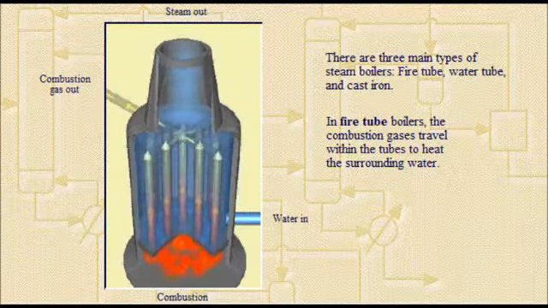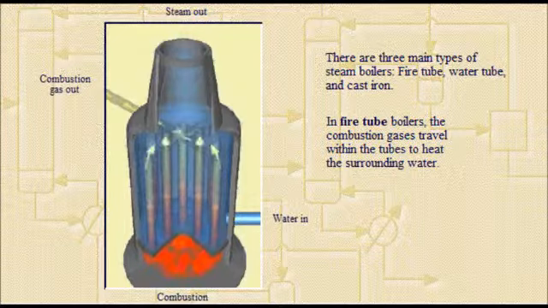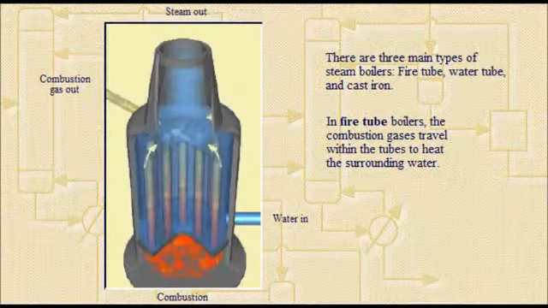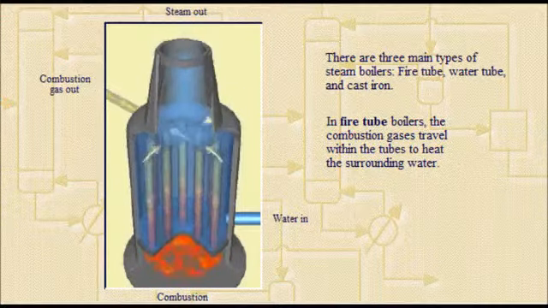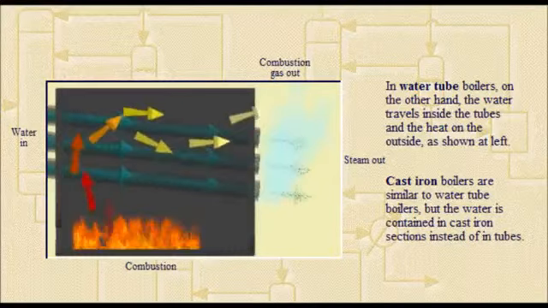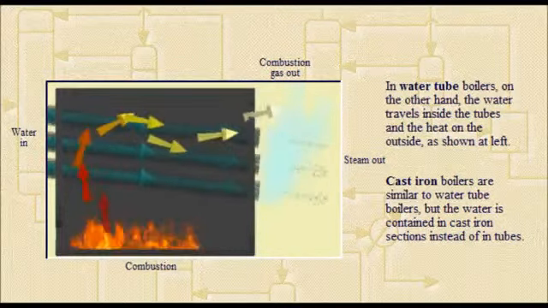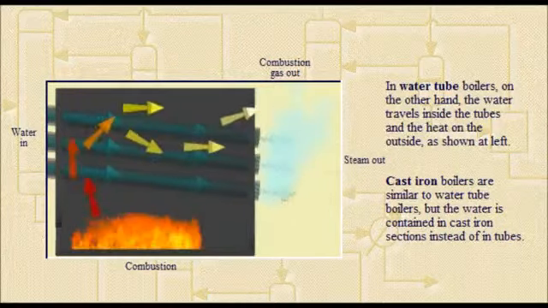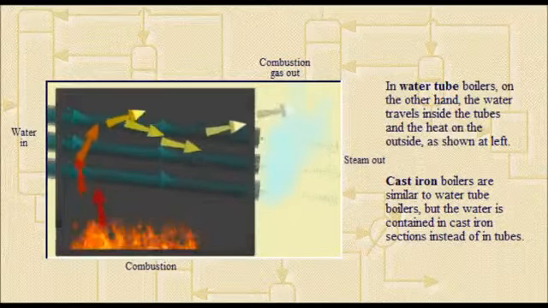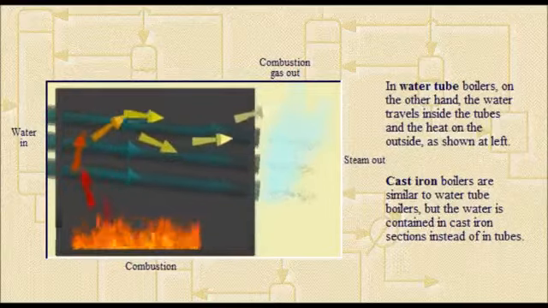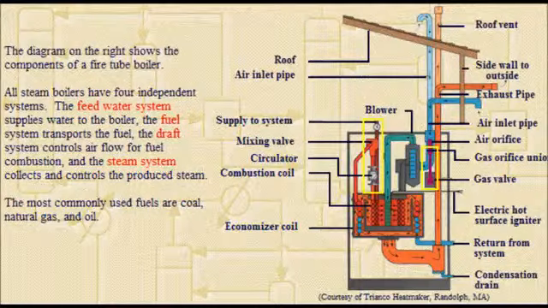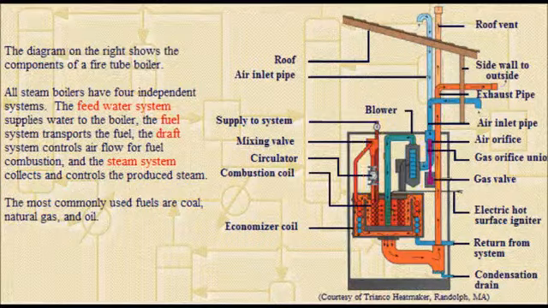In fire tube boilers, the combustion gases travel within the tubes to heat the surrounding water. In water tube boilers, the water travels inside the tubes. Cast iron boilers are similar to water tube boilers, but the water is contained in cast iron sections instead of in tubes. All steam boilers have four independent systems.